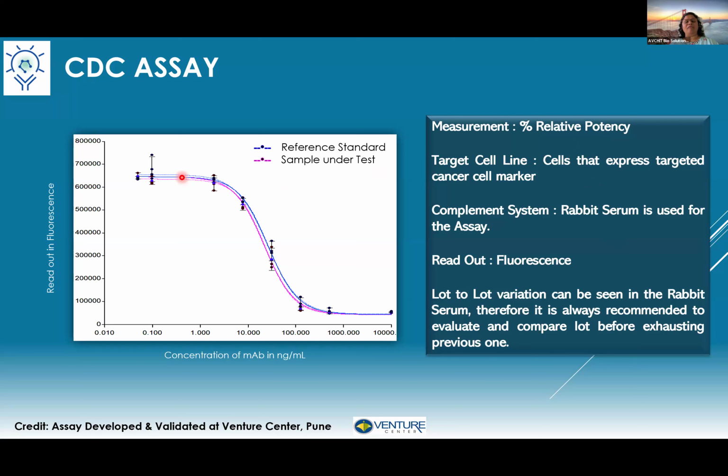Now, with increasing concentration of the monoclonal antibody, there will be increasing recruitment of the complement cascade, bringing the viability to the lowest level at the highest concentration. Therefore, the readout of the CDC assay is on the target cell line, where the viable amount of the cells is determined.